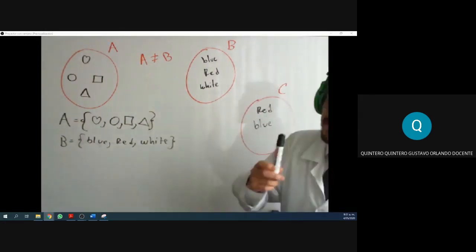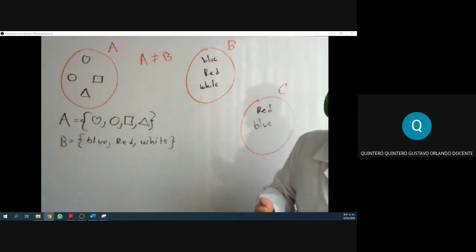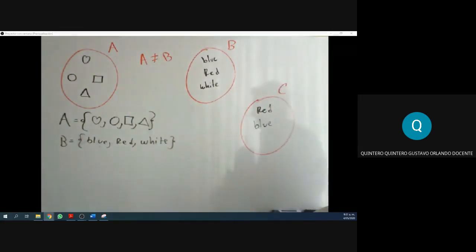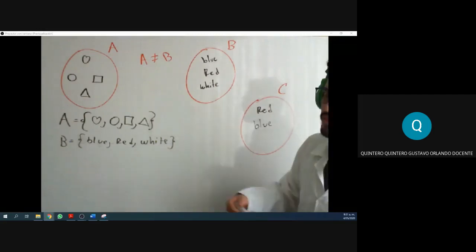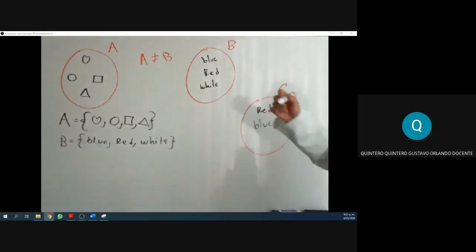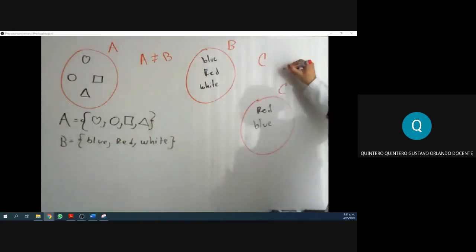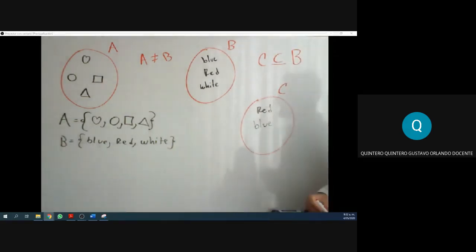You call that a subset. A set between or in the middle of another set. A set that belongs to another one. And this is how you write it. Set C is contained in the set B. This is how you write it.